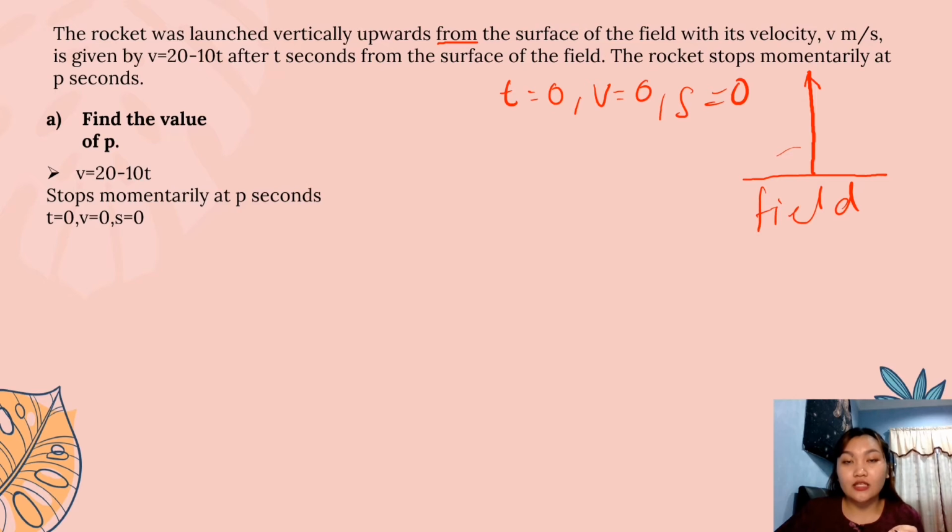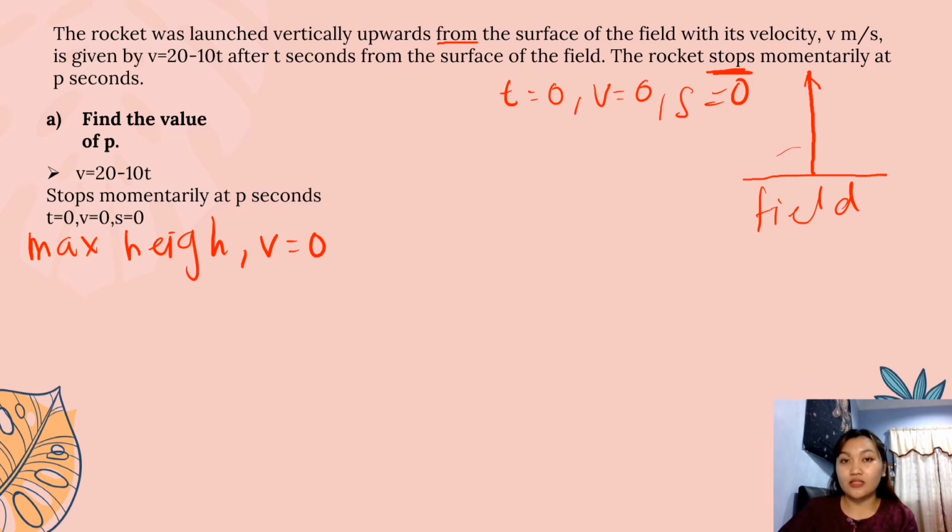The value of p is when the rocket stops momentarily at p seconds. At what time does the rocket reach the maximum height? Reaching the maximum height makes the rocket stop momentarily. Another piece of information we have is that when the rocket reaches maximum height, v is also equal to 0 because it stops. So when it stops, the velocity is automatically equal to 0.